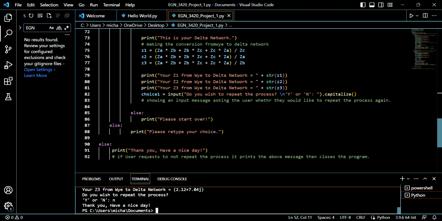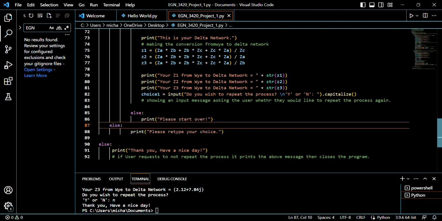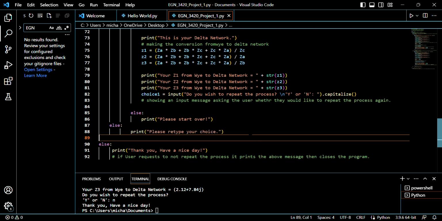If indeed it made an error or something, I also included having it say please start over or please retype your choice. However, it's fairly simple to not mess it up, but that's about it.